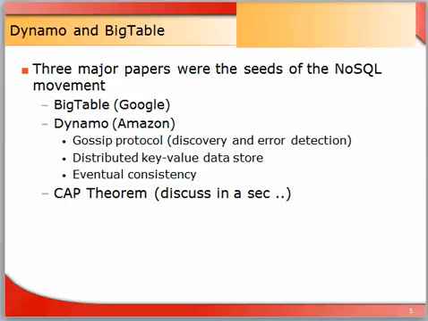Three major papers were the seeds of the NoSQL movement. First is Bigtable, which Google introduced. Second is Dynamo from Amazon, which has gossip protocol, discovery and error detection, a distributed key value data store, and eventual consistency. The third is the CAP theorem, which will be discussed now.